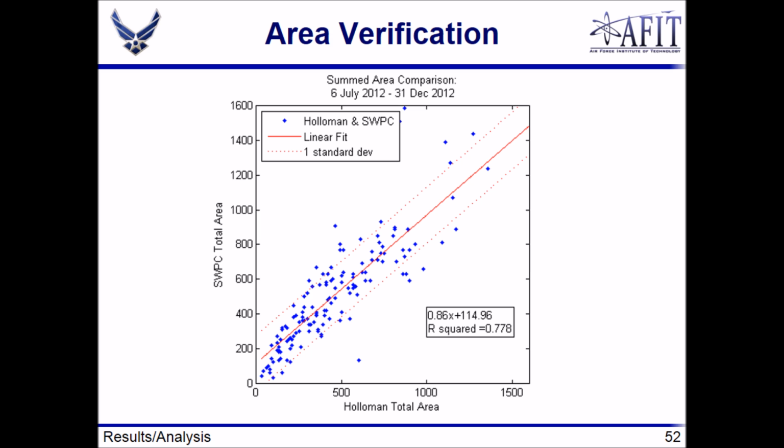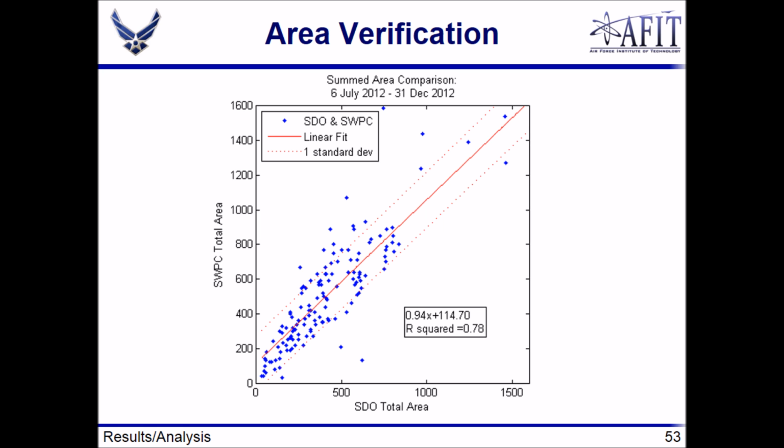Now moving into some regression plots for the area, we have the total area for SWPC and then the Holloman total area, and the slope here is tilted slightly towards the Holloman axis, indicating that Holloman may actually report areas that are greater than the SWPC reports. We have SWPC to SDO, and the results there are what we expected, a slope of 0.94 towards the SDO area. So pretty consistent with the previous slide. The SDO to Holloman was also pretty consistent, so I just left that out.